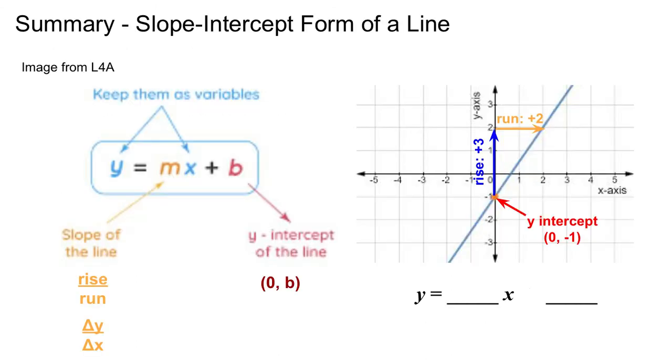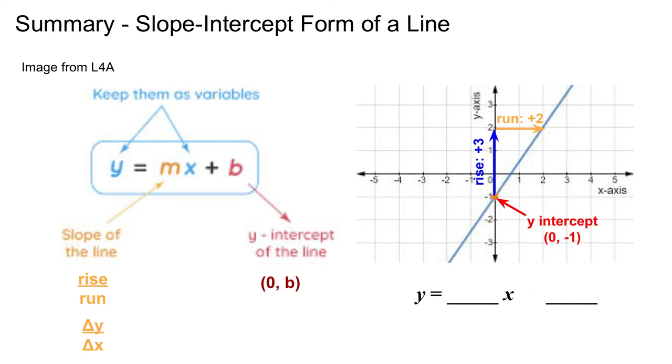Finally, a quick summary. You will notice that this lesson does not feel very different from lesson 4. In lesson 4, you were given an equation and you needed to make the graph. In this lesson, you are given a graph and you need to write the equation, but everything corresponds to this slope-intercept form y equals mx plus b. This image is taken from your notes from lesson 4. You can go back to look at that.